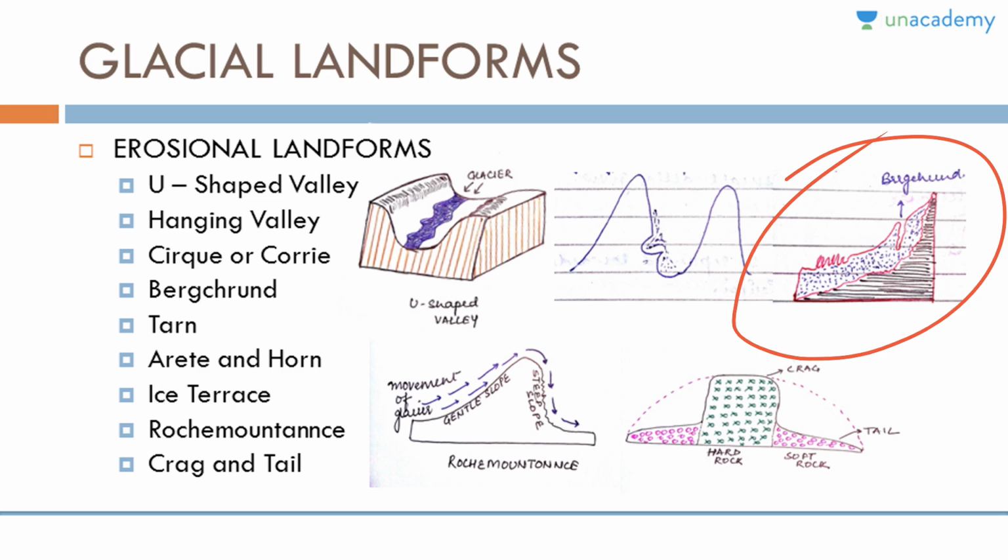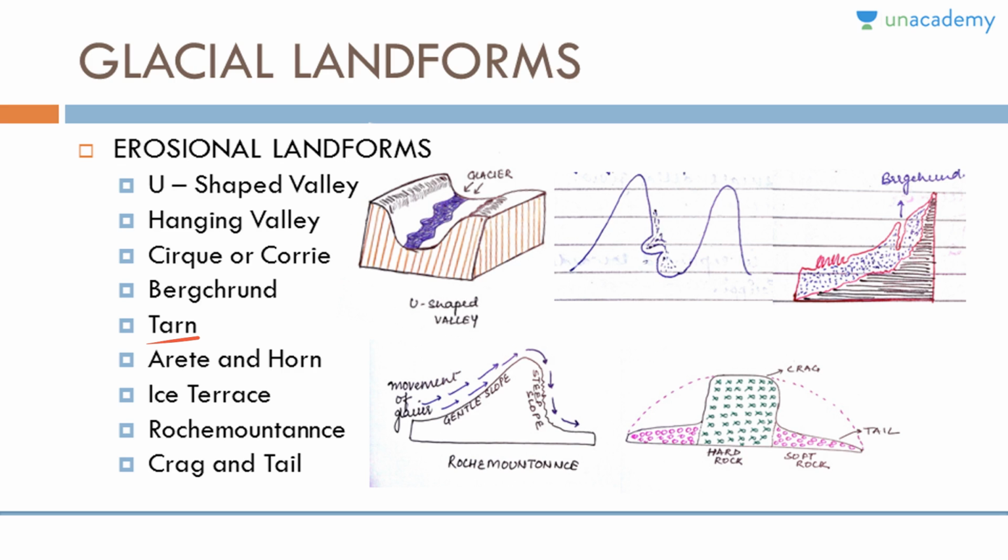Bergschrund is a crevasse that forms when a moving glacier separates from the main ice column. Tarn is a pit-like structure created by glaciers. It is produced in the foothill regions of any mountain and converts into a tarn lake in the summer season when the ice of the tarn melts.